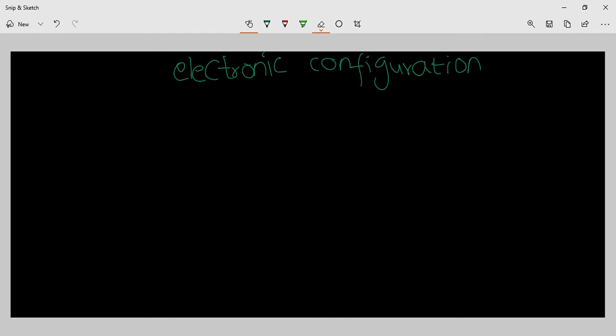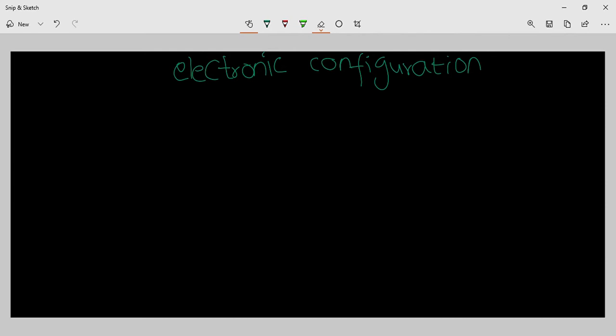In this video, we will learn how to do electronic configuration. Electronic configuration of an atom is a representation of the arrangement of electrons distributed among orbital shells and subshells. So in electronic configuration, we distribute the electrons in shells. This is very easy if you know the number of shells, okay?